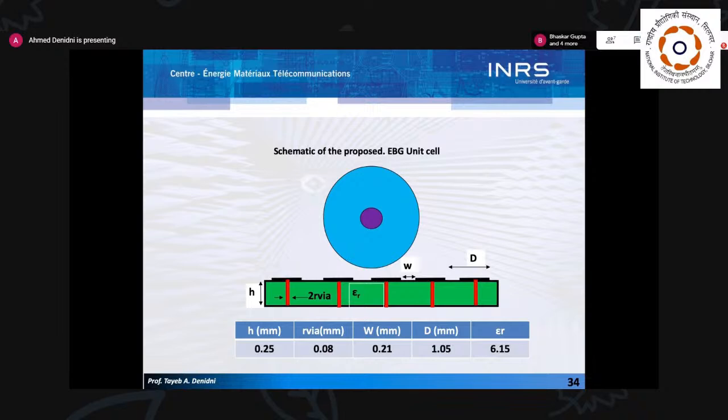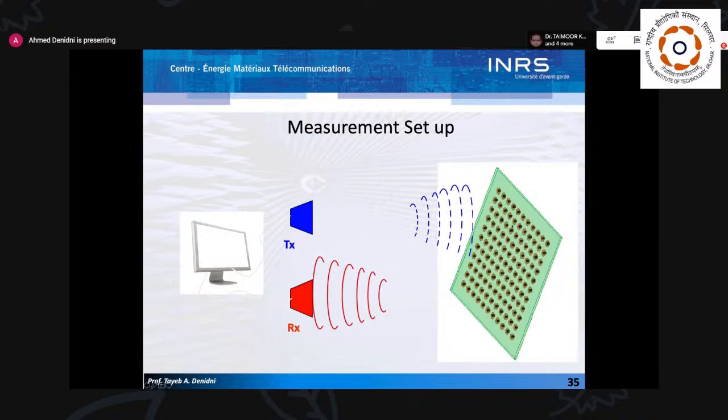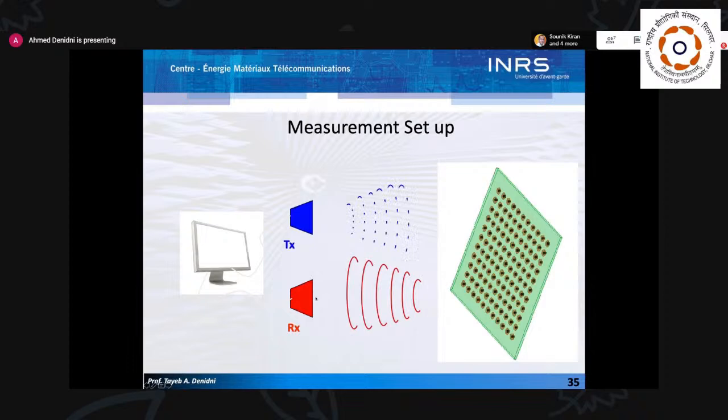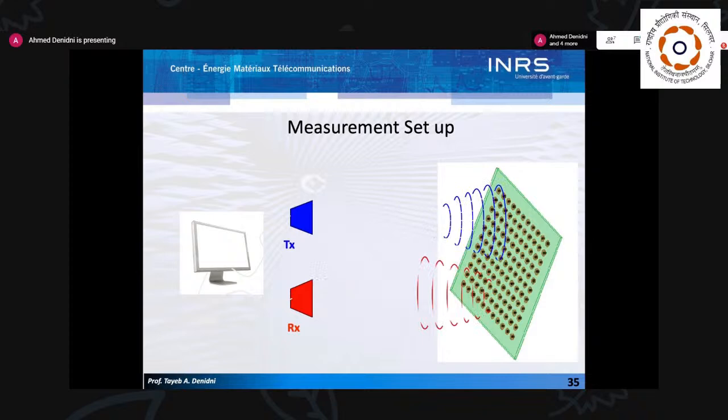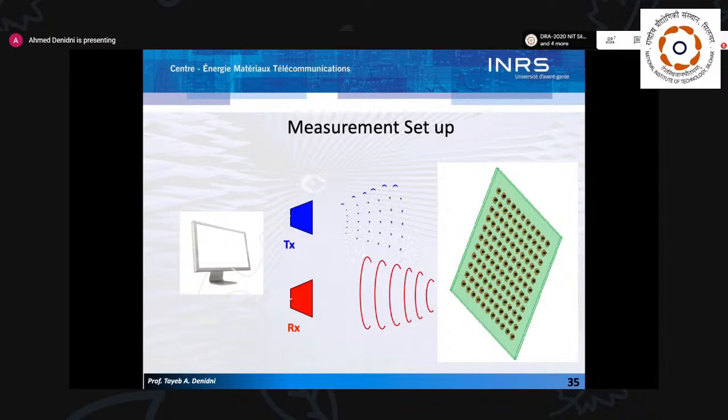And how to measure this setup. For example, this is the structure. We transmit a wave, we measure the reflected wave, and from this we can measure the reflection coefficient or the transmission. This is just to explain how to measure the EBG structure and to see its properties at some frequency.